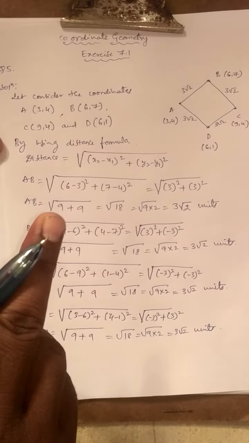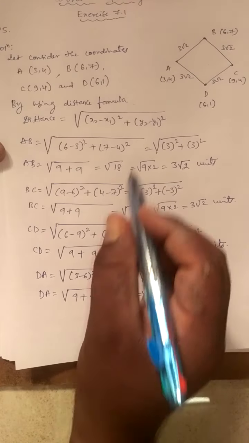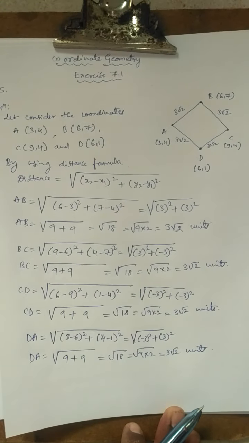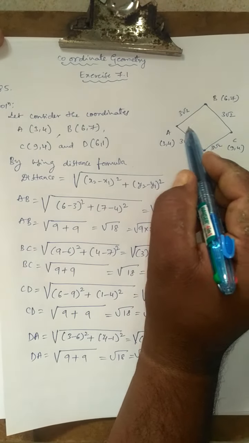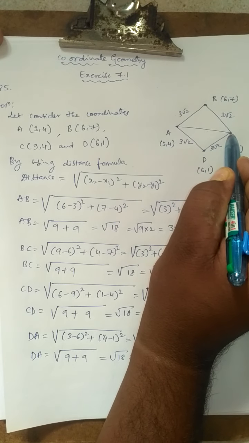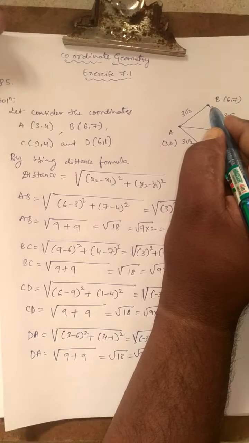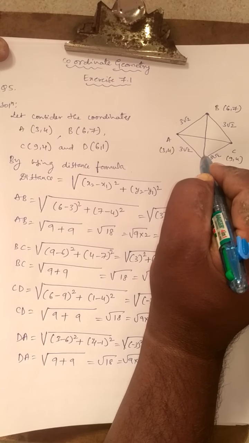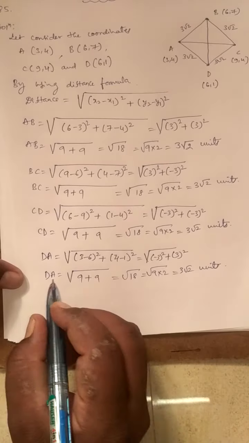So now we got 3 root 2 units. So all the sides are equal here. Now what do we have to check? We have to check whether the diagonals are equal or not. To check that, we have to find out AC and BD by using the distance formula.